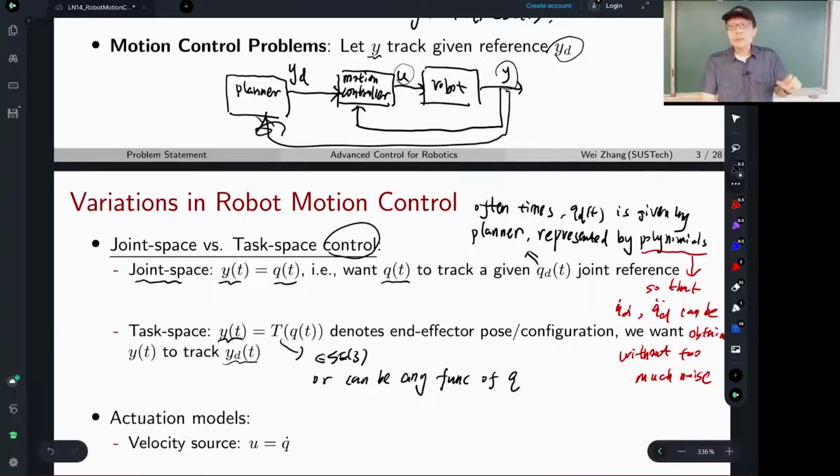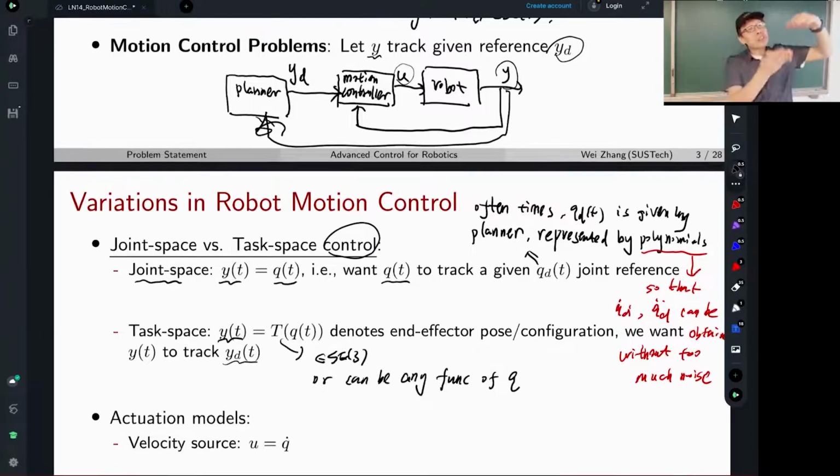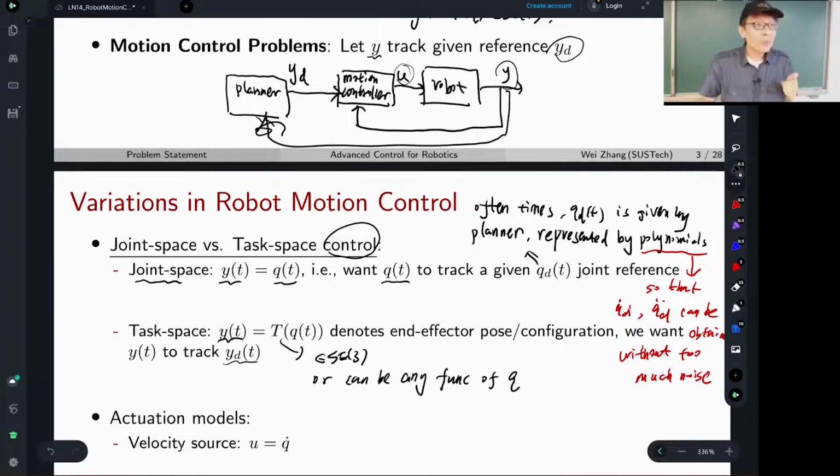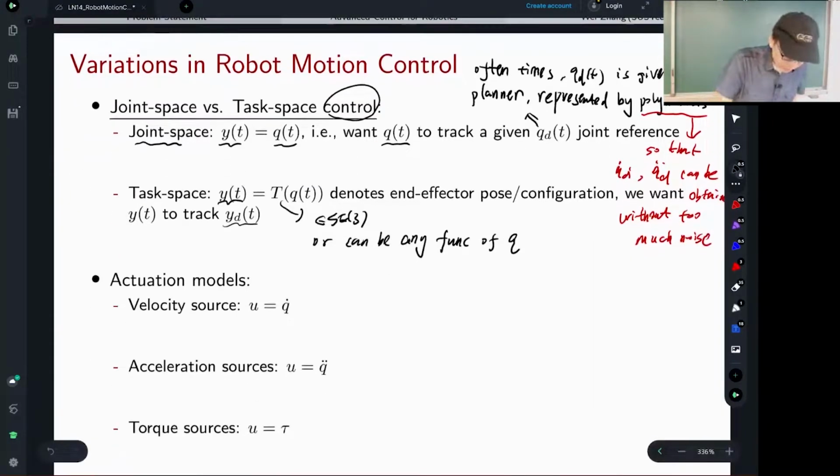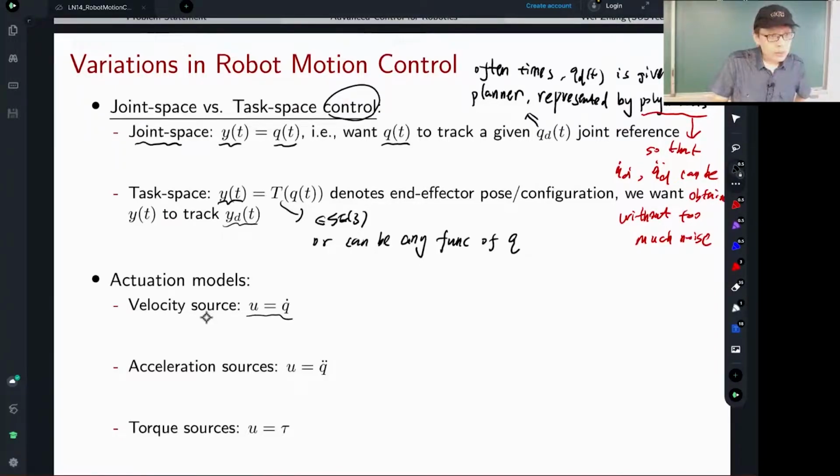That's the output. Then each category will further divide according to your assumption of the control input, which is this U variable. That's why you see there's a lot of combinations. I don't want you to get stuck with all this detailed setup. You should know all of them can be viewed as the same kind of principle. Now, typical assumptions are called actuation models. It's velocity source. You can directly control the joint velocity.